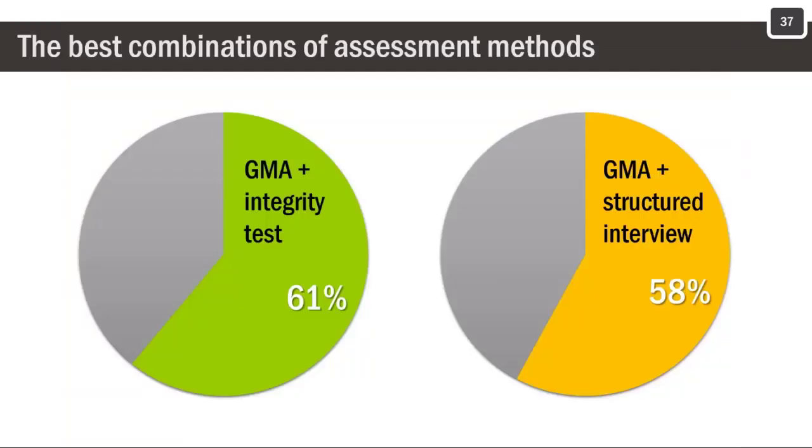Based on this data, we can arrive at the best assessment method combinations, and these are GMA and integrity tests, or GMA and structured interviews. The beauty of these combinations is that both can be used with applicants with no previous experience on the job, that is, entry-level applicants, as well as with experienced applicants. And both combinations are less expensive to use than many other combinations.